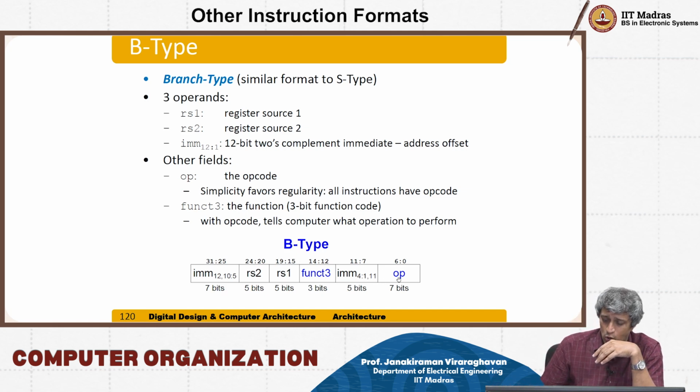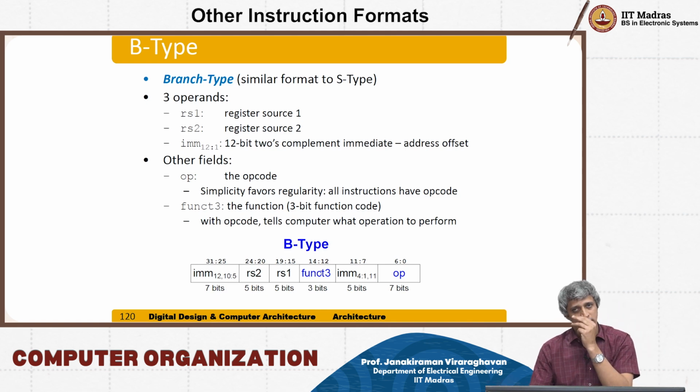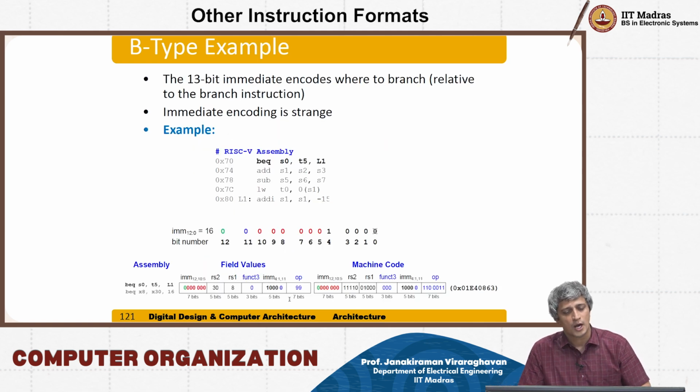Again the opcode is 7 bits, that's constant. Then you have bits 4 to 1 out here, and then you have bit 11 stored here. For the branch type, funct3 will tell you what to do, because what you are going to do now is some sort of arithmetic to figure out where the new branch address is. So let us look at that and then come back to this.